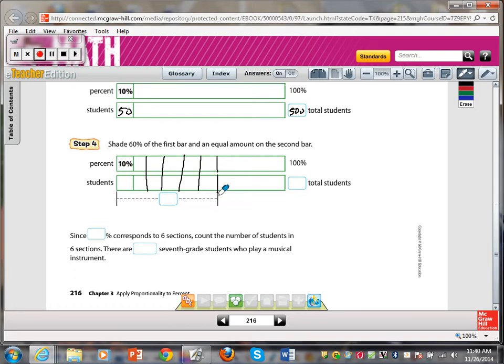Okay, so we know that every one of these little squares has to measure the same thing. 10%, 10%, 10%, 10%, 10%. We also found out that each 10% is worth 50 students. So this will be 50, 50, 50, 50. So if you add up all those 50s, you get 100, 200, 300 students. 300 students represent 60% of 500 students.